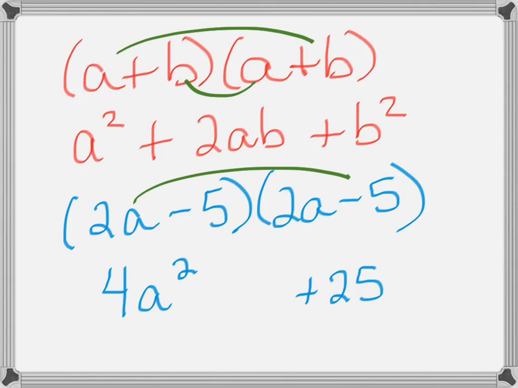Now we're going to combine the 2a times negative 5, which is negative 10a, and then negative 5 times 2a, which is another negative 10a. So we have two negative 10a's, which gives us negative 20a, not negative 10, but negative 20a in the middle. Sorry about that. Again, this is a perfect square trinomial.